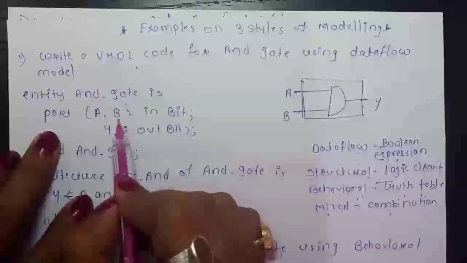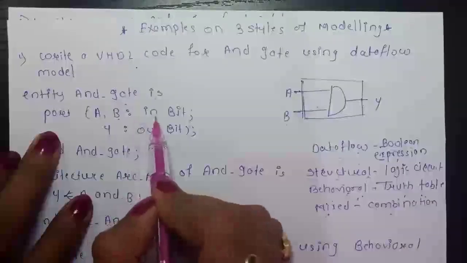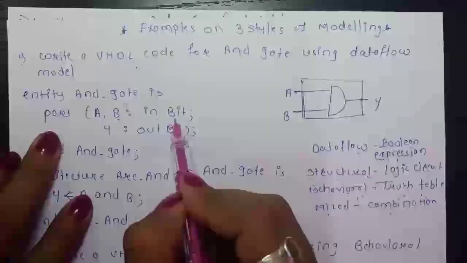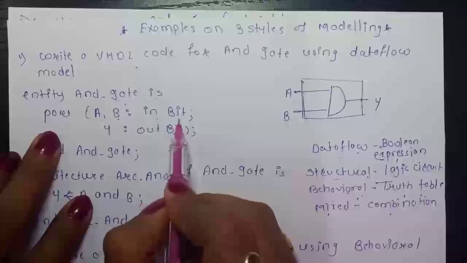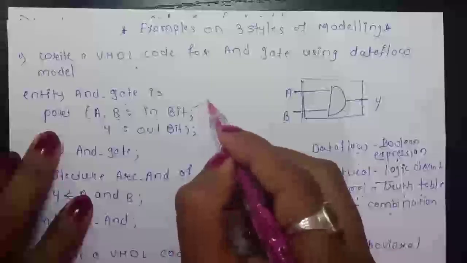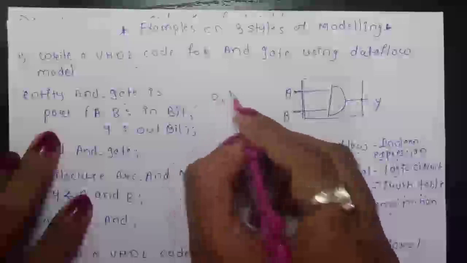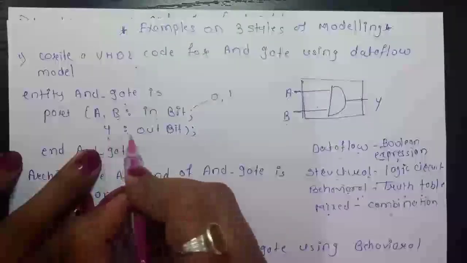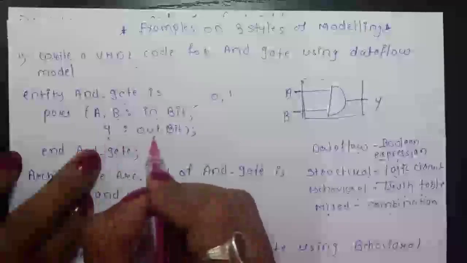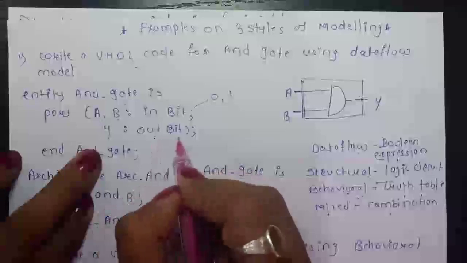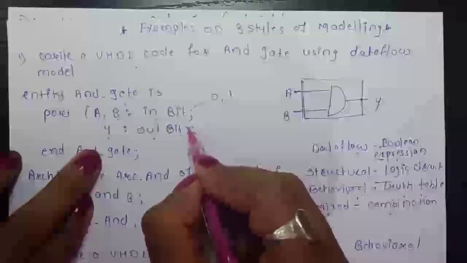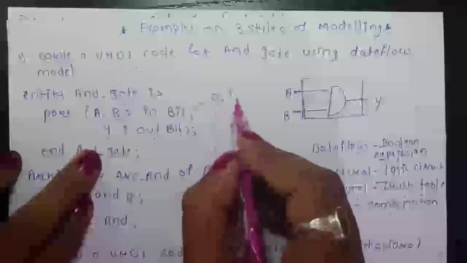A and B are my ports, colon in. It means that A and B are input type of ports, and the data type associated with that port is bit. Bit is a data type which can take only 2 values, that is 0 and 1. Then the third port is Y, colon out. It means that Y is an output type of port with the data type associated with it again bit. That means it only takes 2 values, 0 and 1.